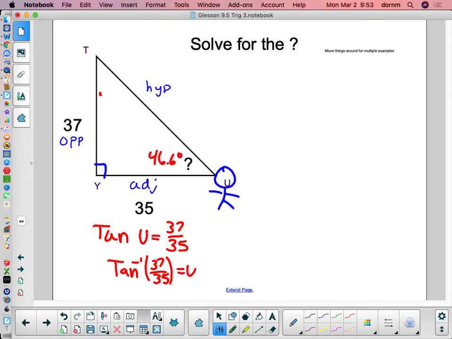So this is 43.4 degrees. Now, that's really close to 45, 45, 90. Why is that not surprising? Because these two sides are almost the same, aren't they? If the sides were exactly the same, it would be 45 and 45, and we wouldn't need our inverse functions.